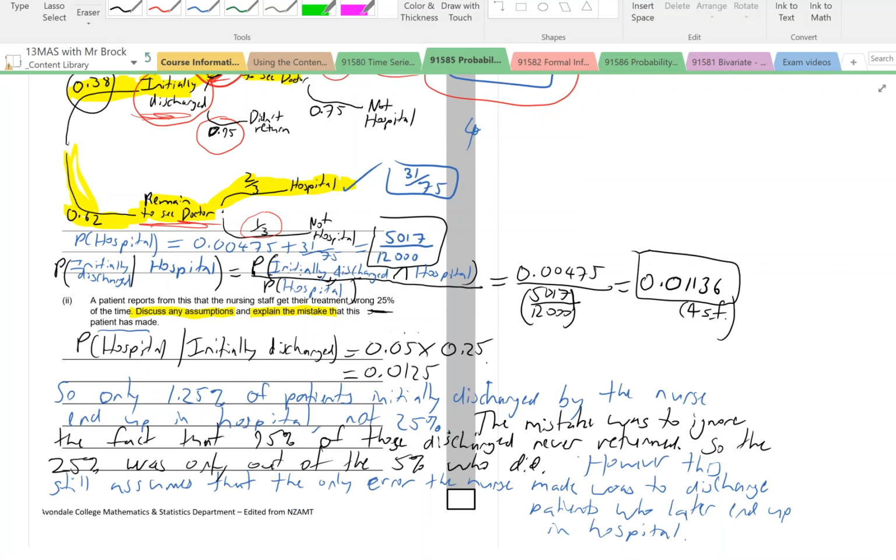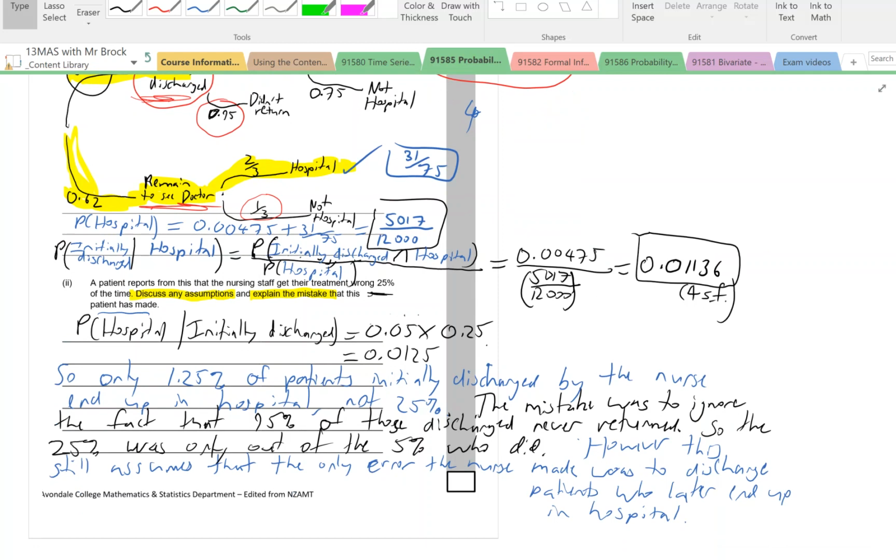So I've just said, however, this still assumes that the only error the nurse made was to discharge patients who later end up in hospital. And so there may be other mistakes that they could have made too. Okay, so it always really pays to make sure that you've answered everything it says in the question. Alright, see you later.